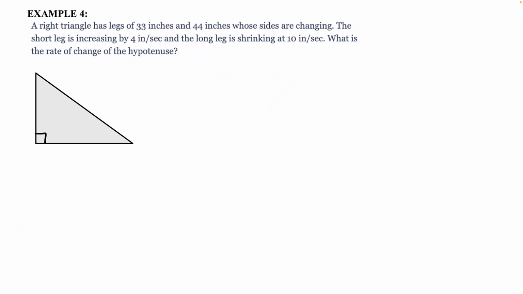Okay, so we have a right triangle. Remember, any horizontal side I call x. So I'm going to call this x, and I'm going to call this y. Any vertical I call y. Since this guy is not vertical or horizontal, we'll call it z.